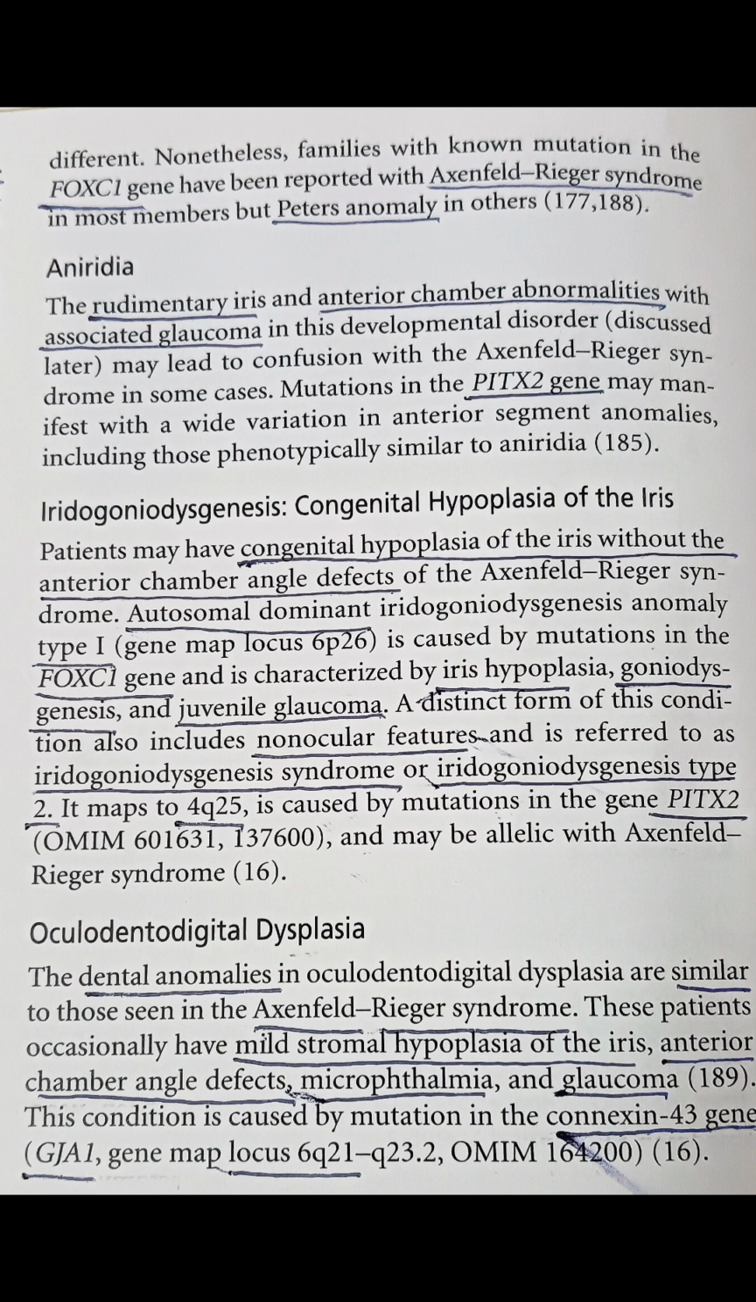The sixth differential diagnosis of Axenfeld-Rieger syndrome is oculodentodigital dysplasia. The dental anomalies in oculodentodigital dysplasia are similar to those seen in the Axenfeld-Rieger syndrome. These patients occasionally have mild stromal hypoplasia of the iris, anterior chamber angle defects, microphthalmia, and glaucoma. This condition is caused by mutation in the connexin 43 gene, GJA1, gene map locus 6q22-q23.2, OMIM 164200.